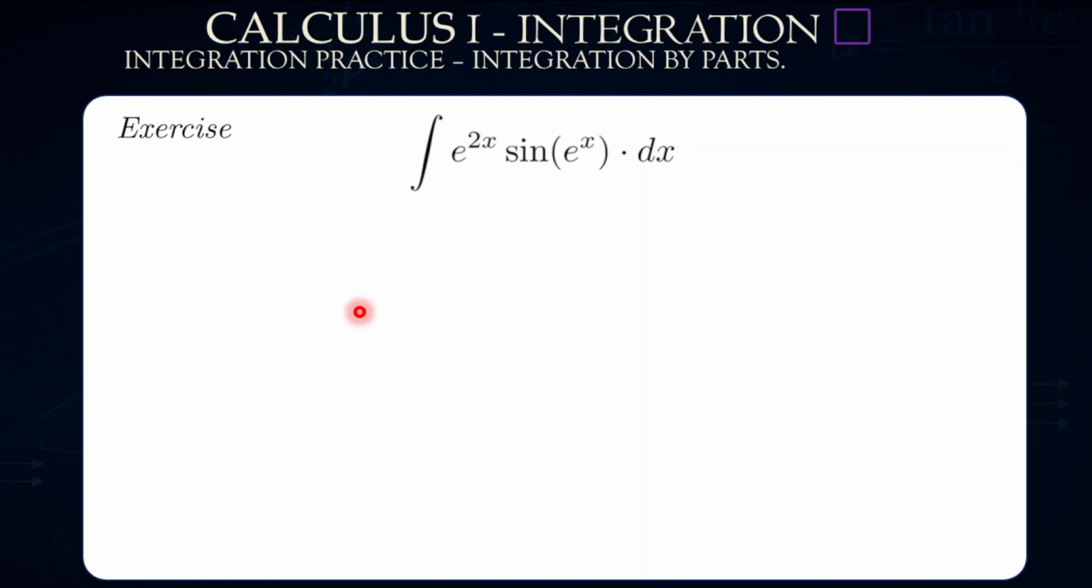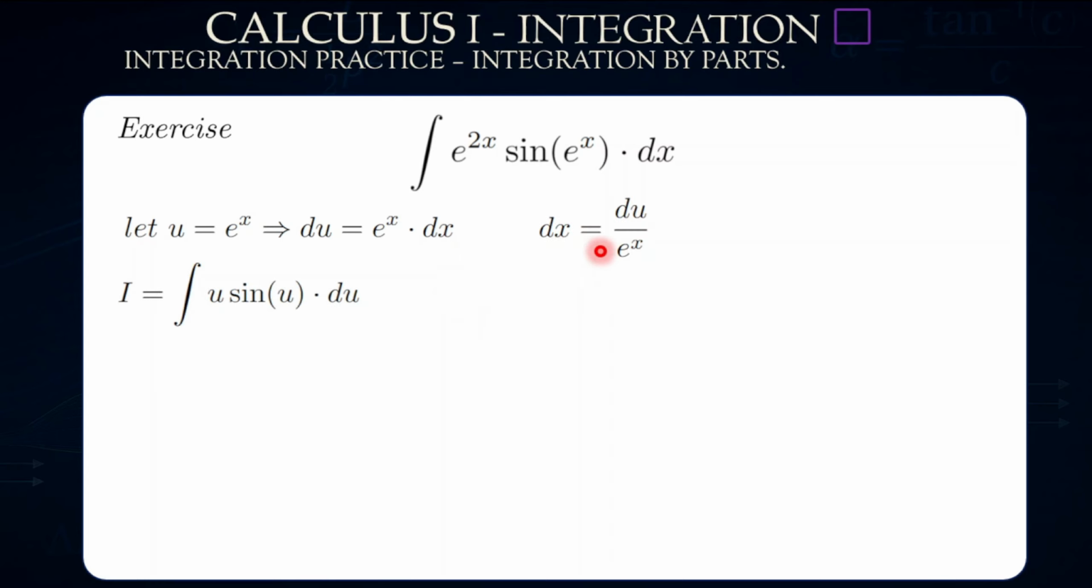Now this one is a tricky exercise that involves multiple steps. At first you have the integration by parts, then you have a change of variables. Let's check it out. So at first you have sine e to the x, and you have the other part e to the x. Okay, so let u be at first e to the power of x. If u is equal to e to the power of x, then du would be equal to e to the x dx.